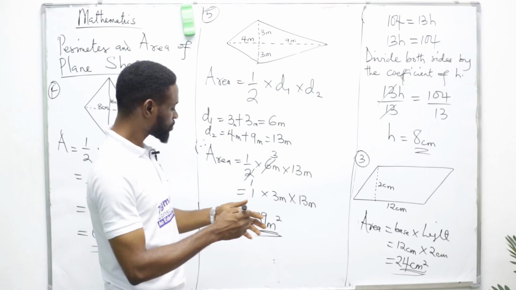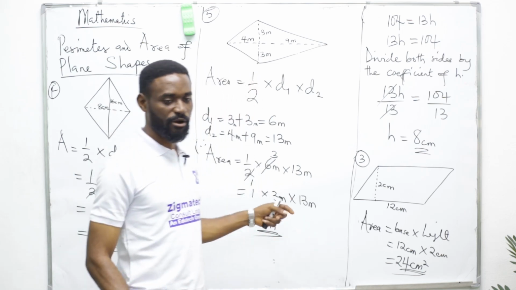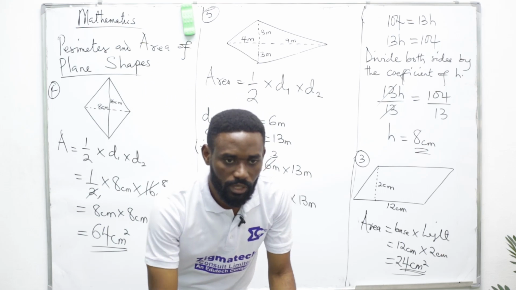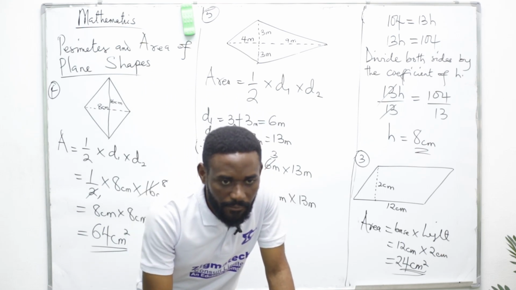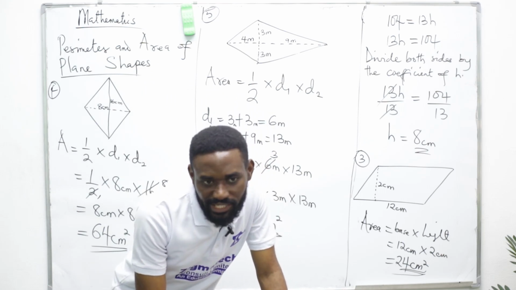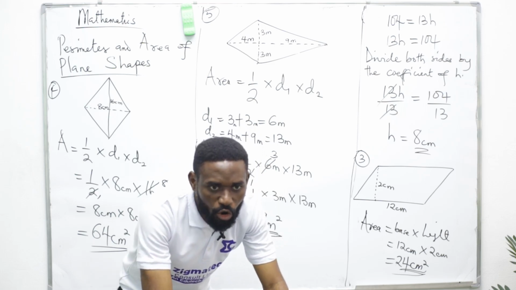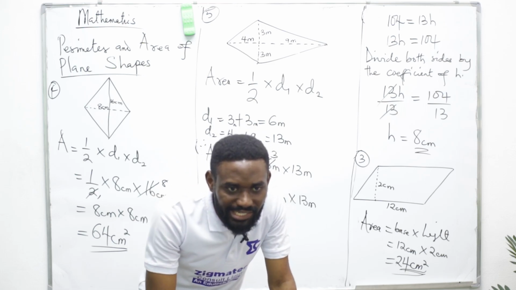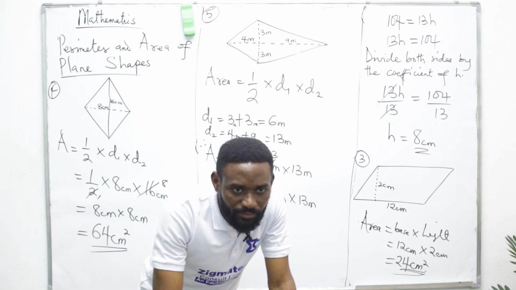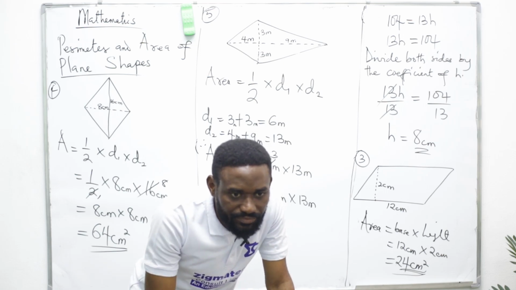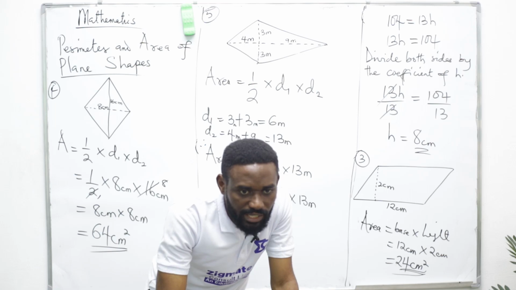Okay. So that is our area of this beautiful shape that we have here. Okay. So let's see if we can get 2 very uncommon examples from the ExamGuide app. Let's see if we can get that. Let's look at your ExamGuide app.